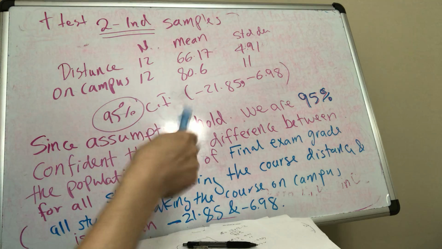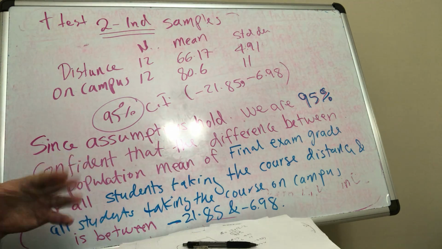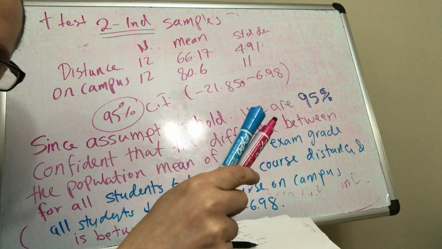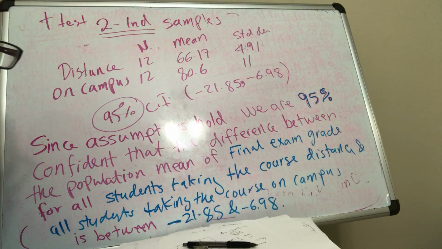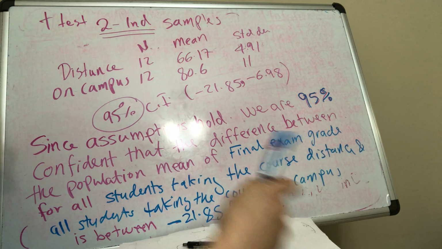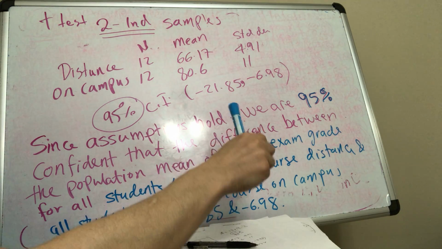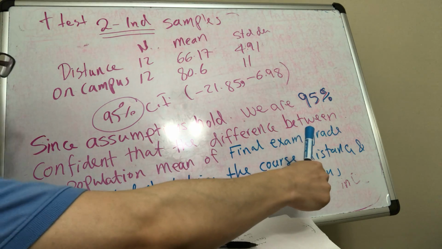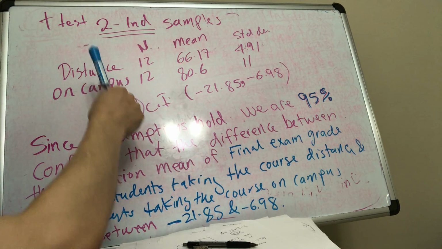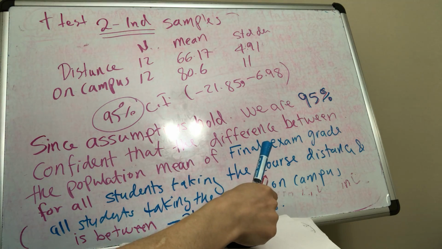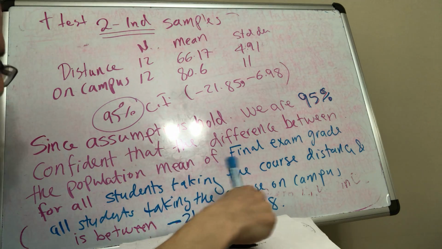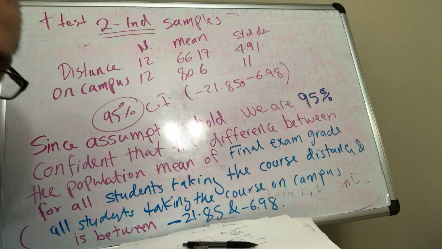So you say that the assumptions hold with 95% confidence, the difference between population mean of, and you say what the mean is. In the question, they tell you this is the mean age of students, this is the mean height. In this case, it's the mean of the final exam grade. And then you say for all, and you mention what the first group is. The first group is students taking the course distance. And you mention the other group, all students taking the course on campus is between, and you put the two numbers.